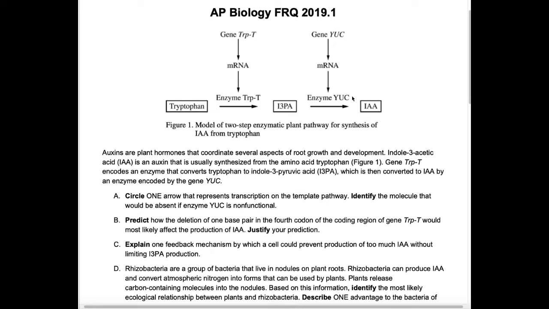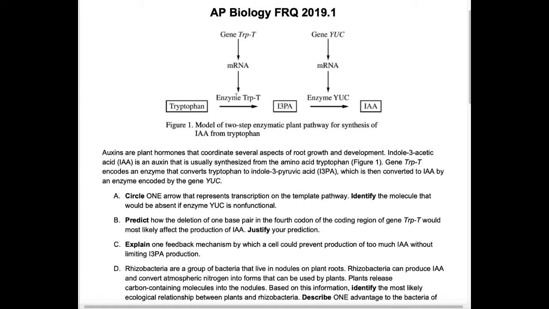We can see all the components that are sitting right in the pathway above. We're going to start off with tryptophan right over here on the left. We know that it requires an enzyme to be converted to I3PA, and then a second enzyme YUC to get to our final IAA, which again is a hormone that's going to promote root growth in plants. We know that these enzymes are coded for by genes, and we can see that we've got genes for each enzyme, right? And then we're producing an mRNA transcript, which will later be translated.